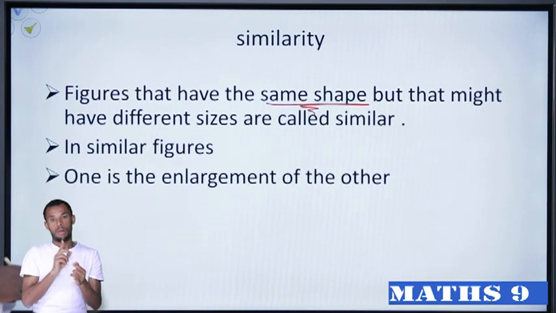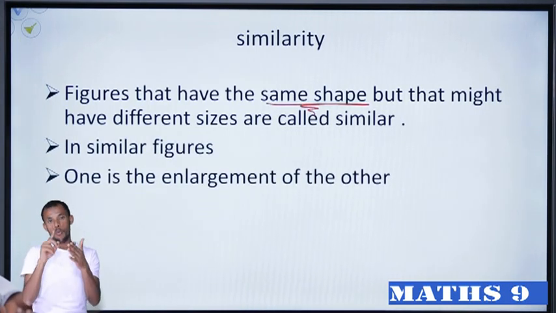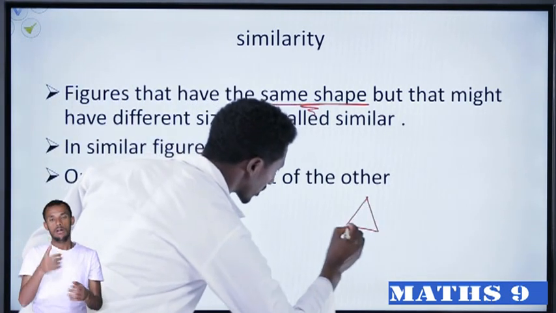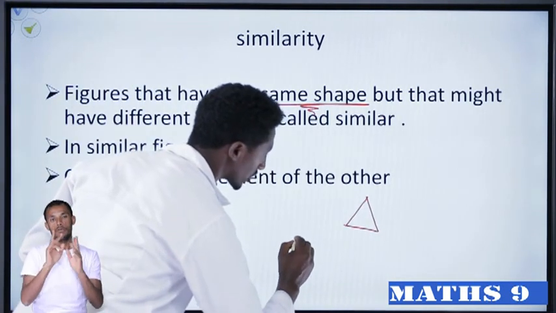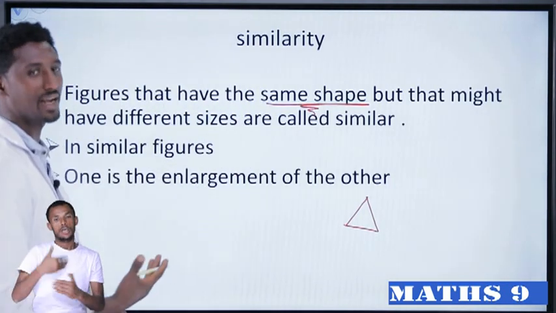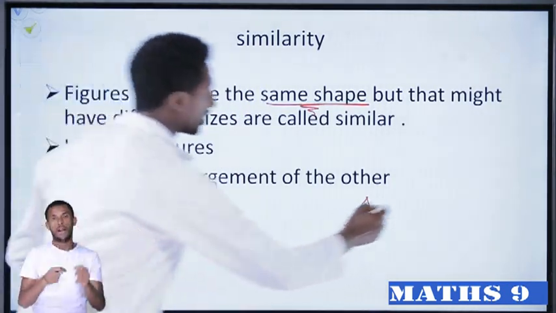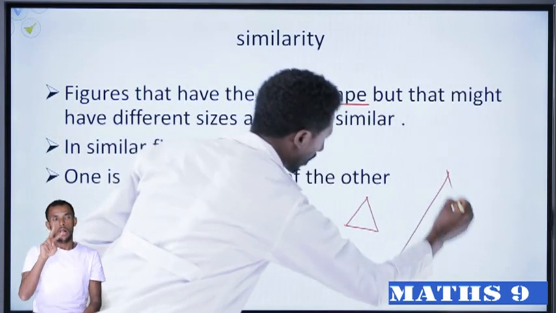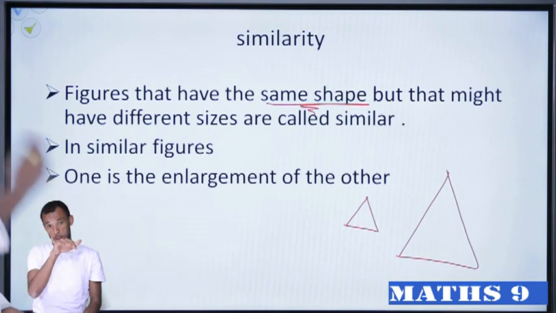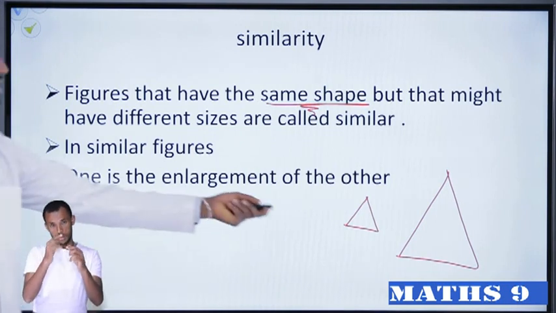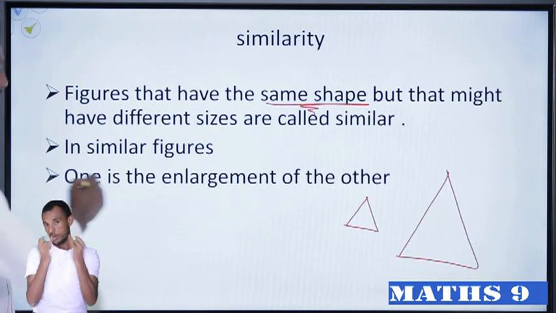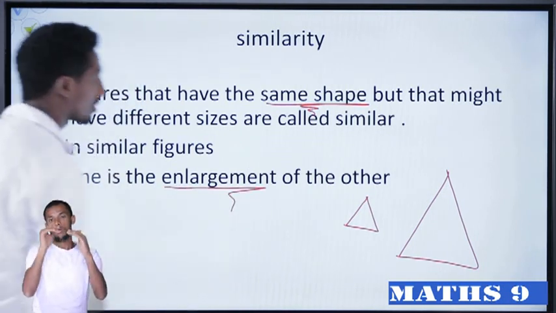In similar figures, one is the enlargement of the other. For example, we have a very small triangle. Then if we enlarge this triangle by a scale, it may become a large one. They may be similar. One is the enlargement of the other. For example, the second one is the enlargement of the first. So in similar figures, one is the enlargement of the other.